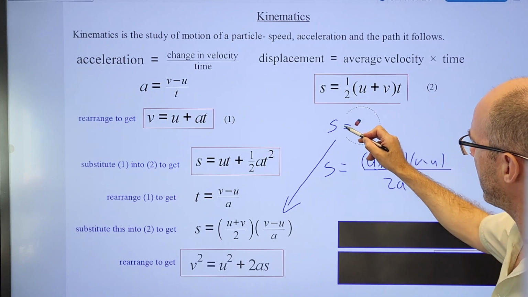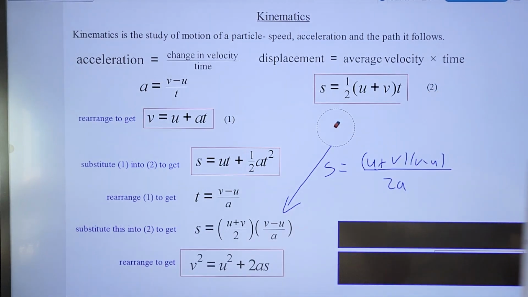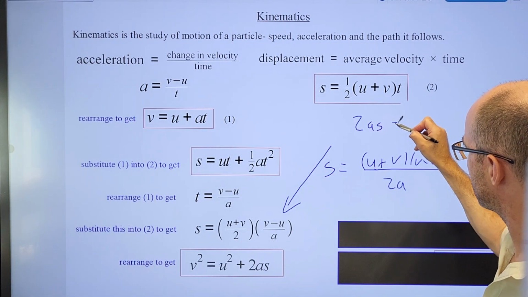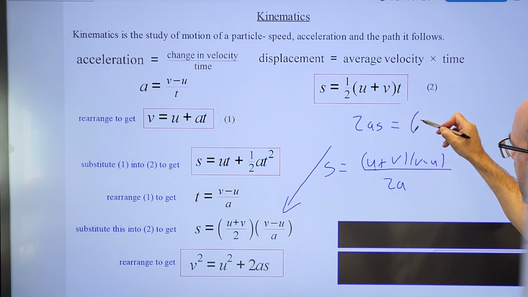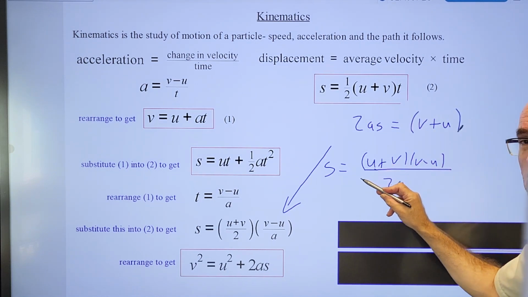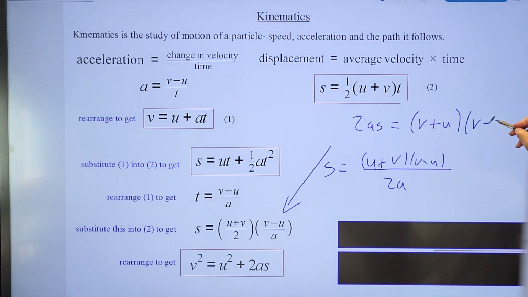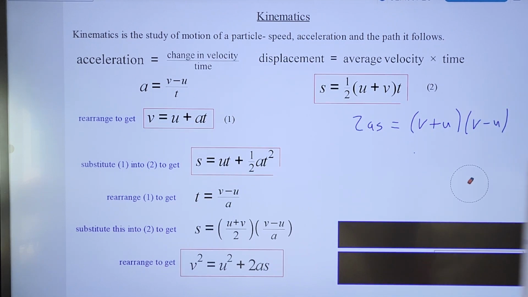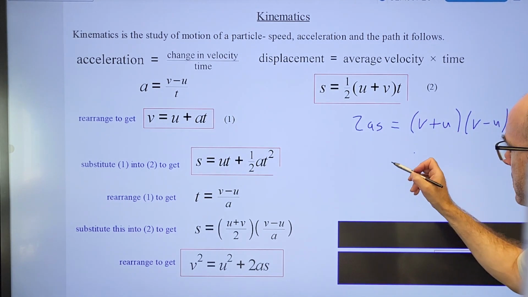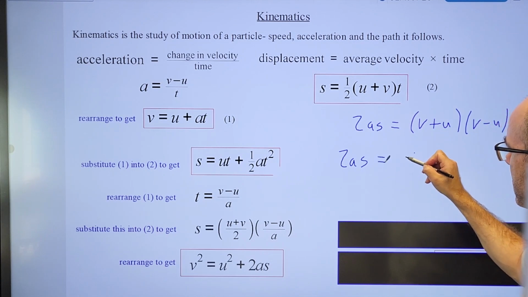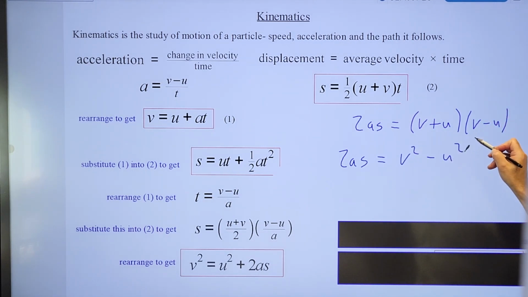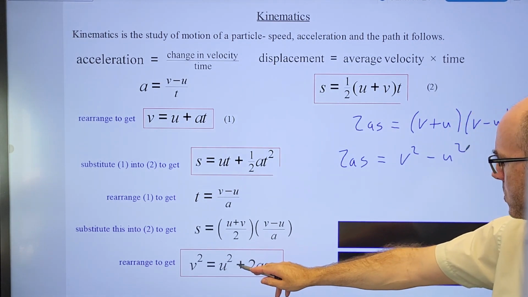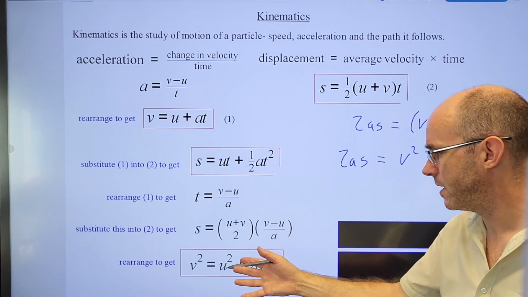I'm sorry, this is not ideal, but I'm just working with the board space that I've got. What I'm going to do is put the 2A onto that side first of all. So I've got 2AS is equal to U plus V, times V minus U. I'm going to rewrite the U plus V as V plus U, and then V minus U like that. The reason I've switched the order around is quite simply because you can then see it's a difference of two squares, which makes it easier to expand the brackets. So that's going to be V squared minus U squared. Expand the brackets, and then put the U squared onto that side, you get this: V squared equals U squared plus 2AS. And that's that one.